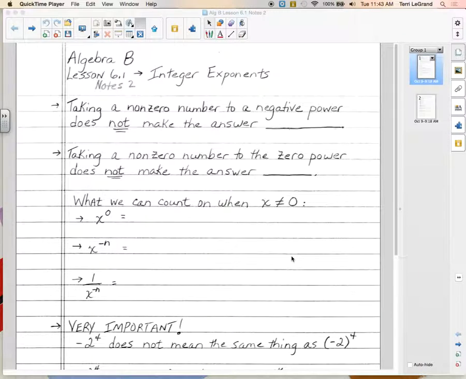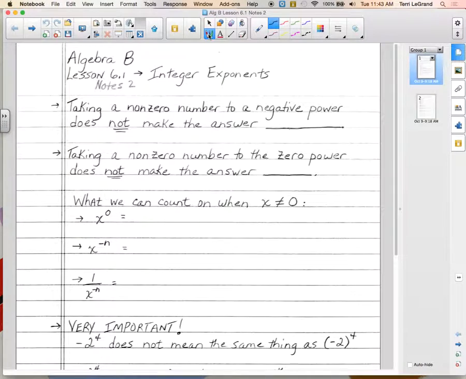Non-zero number to a negative power. What did we just discover? It does not make the answer negative. It does not make the answer negative. Don't ever let your brain try and fool you that way.